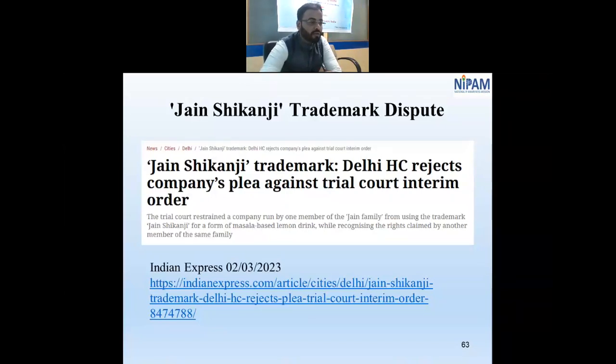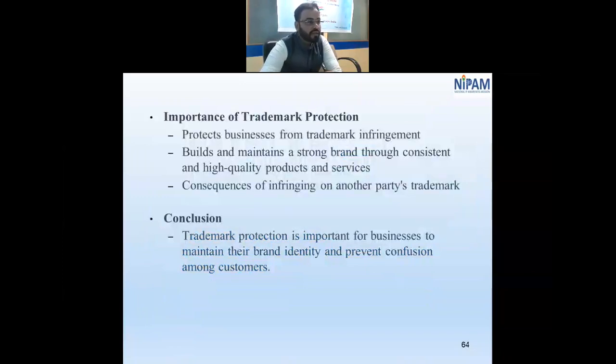Trademarks basically refer to all those things which are part of trade and commerce. Patents relate to inventions. I've seen people interchangeably using trademark, patent, design, copyright. So trademark specifically deals with something which is related to trade and commerce. What is the importance of trademark protection?